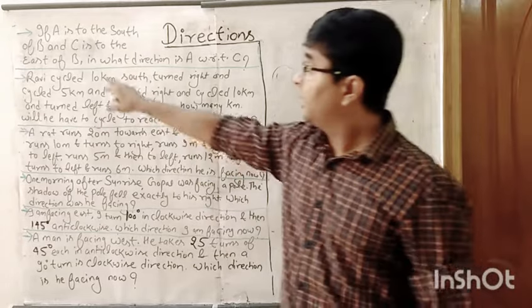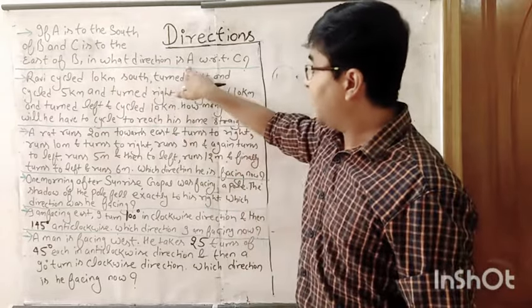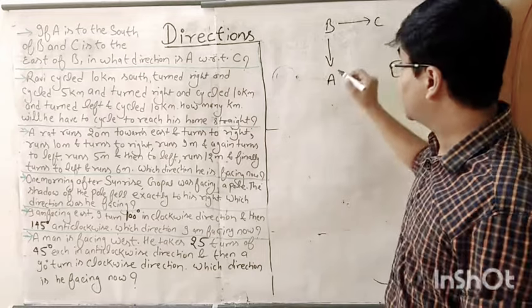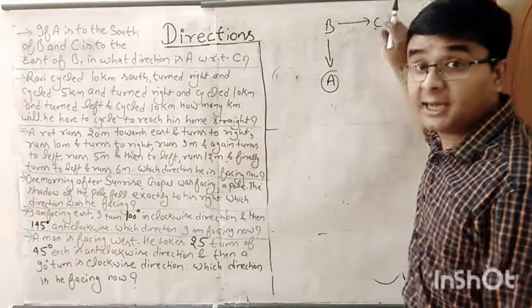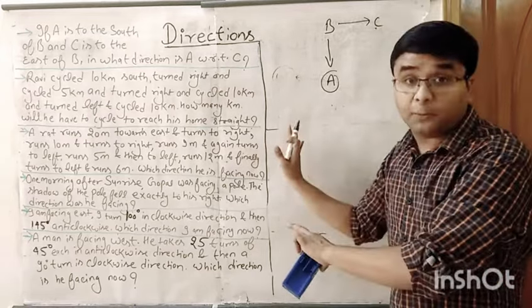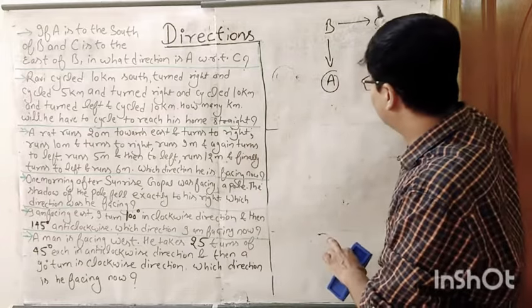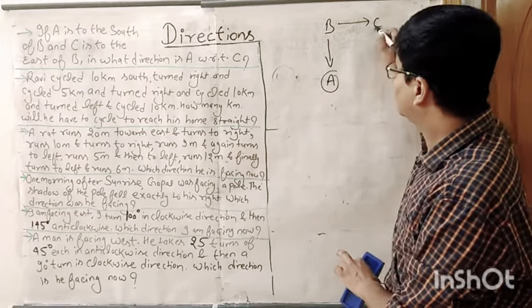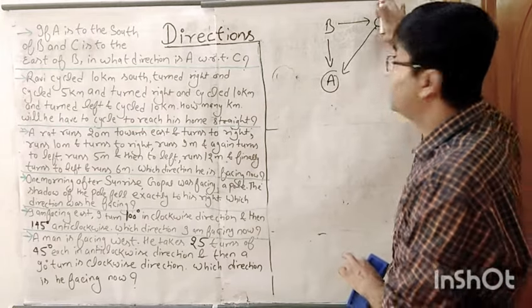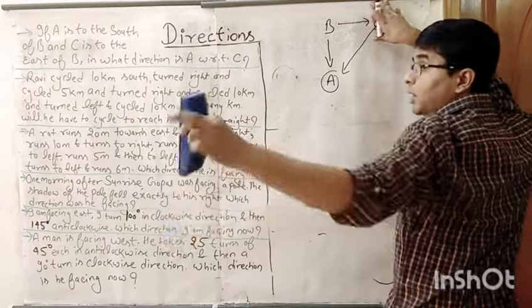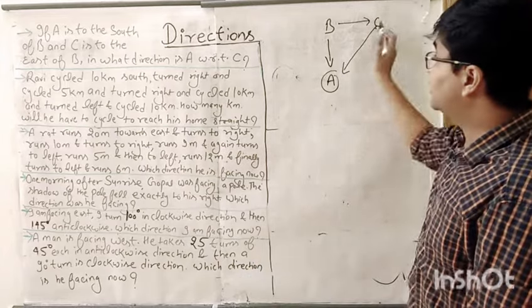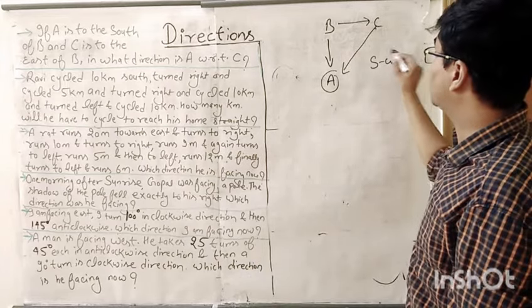Now the next thing is: in what direction is A with respect to C? That is, if you want to approach A with respect to C, which direction will you have to follow? In what direction is A with respect to C? So if you, being C, want to approach A, what direction will you be following? This direction is nothing but the southwest.